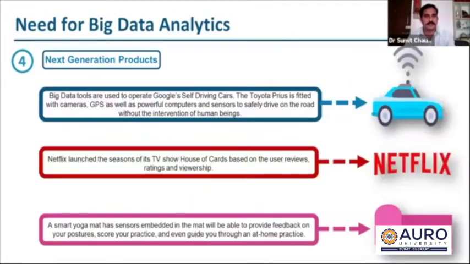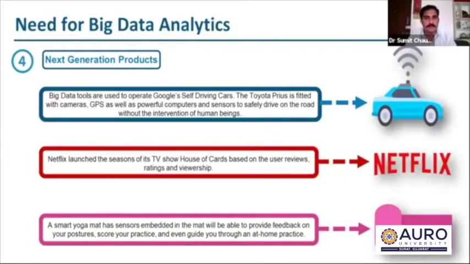Next one is number 4. We have next generation products. Some of them we are using right now also. Like number 1, we have Google self-driving cars. It basically uses big data analytics by using Google Maps and performs operations like when to brake, when we can increase the speed, when we have to take a left, when we have to take a right. So Google self-driving cars also use big data analytics.